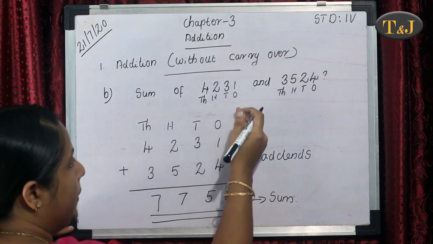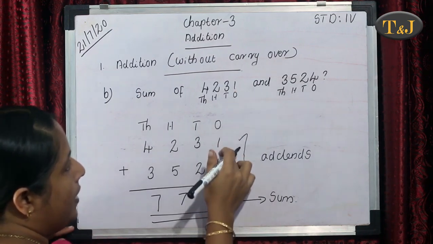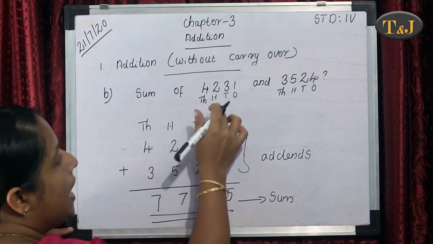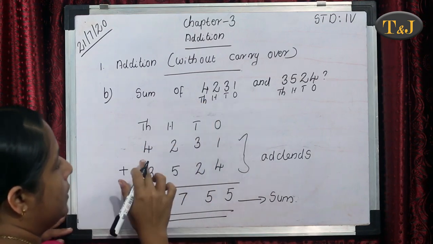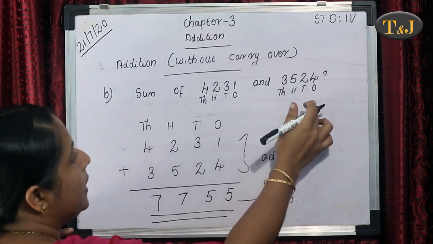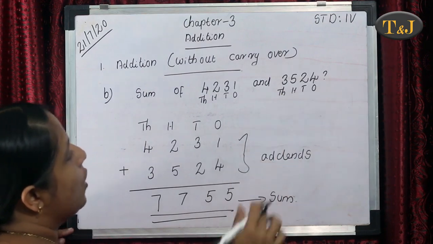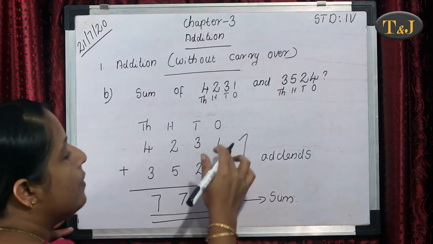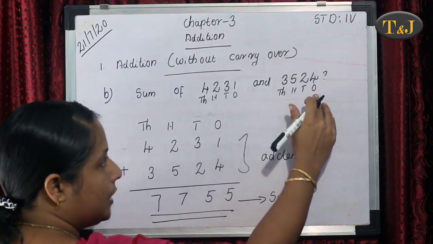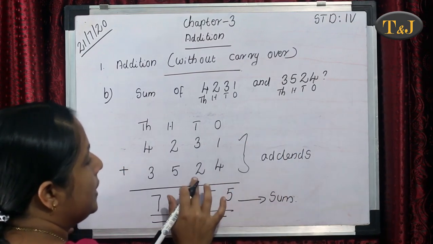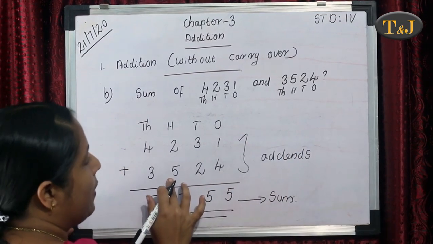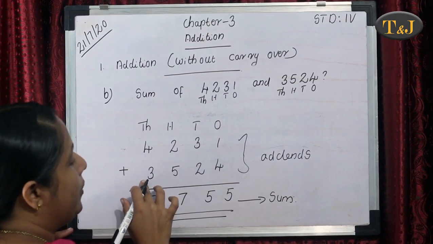Then we write the ones place value. Here ones place value is 1, then tens place value 3, hundreds place value 2 and last, thousands place value is 4. Next we are taking another number, that is 3524. First we write the ones place value. Here ones place value is 4, then tens place 2, hundreds place 5 and last, thousands place value is 3.